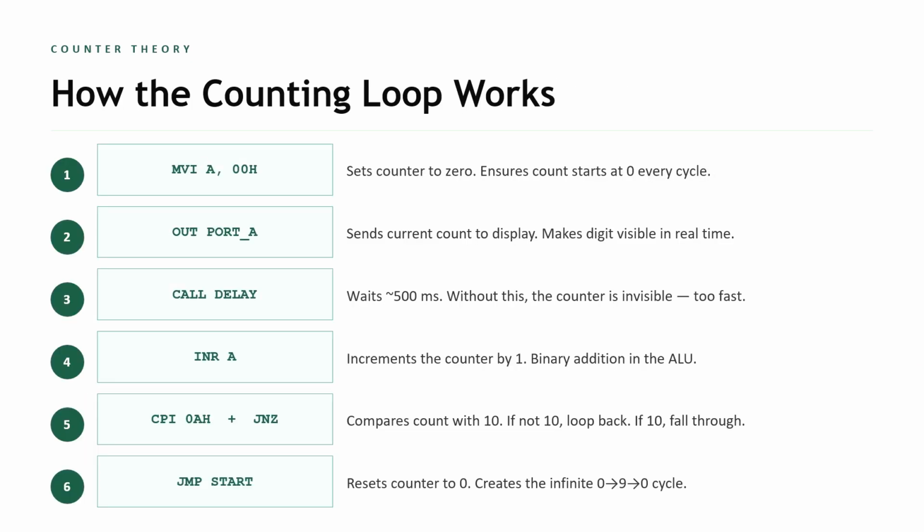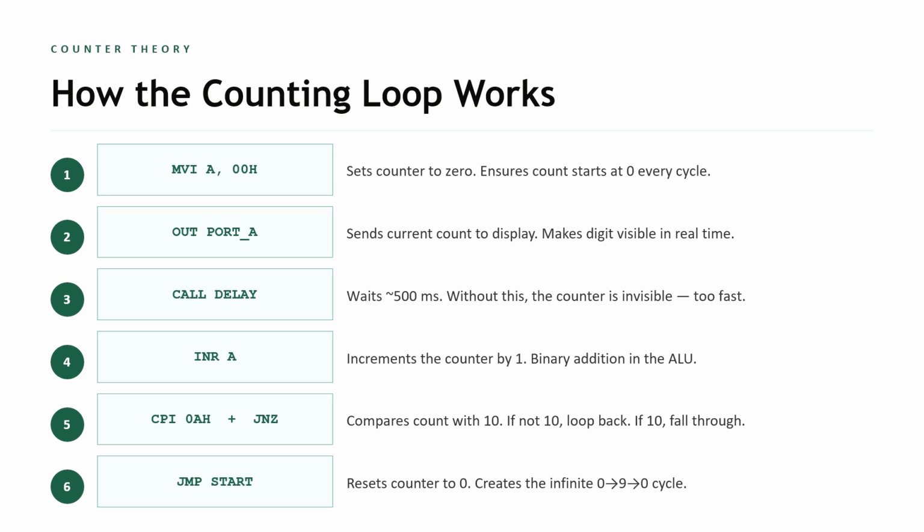This slide summarizes the 6 logical steps of counting loop, and I will go through each briefly. Step 1, MVI C, 00H, initialize the digital counter to 0. This ensures counting always starts from 0. Step 2, shift segment code to display. Look up the segment code for the current digit and clock it into the shift register. This makes the digit visible.